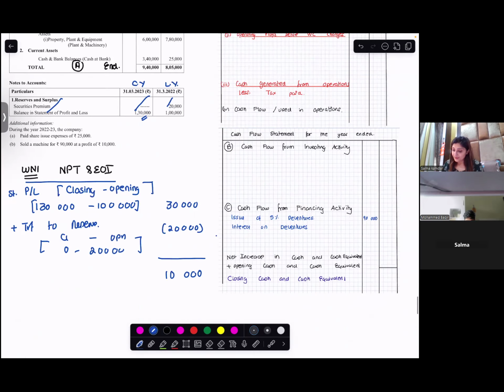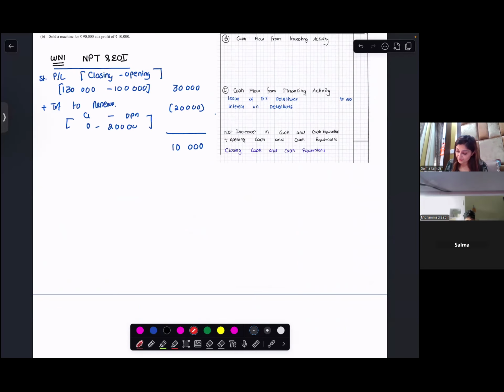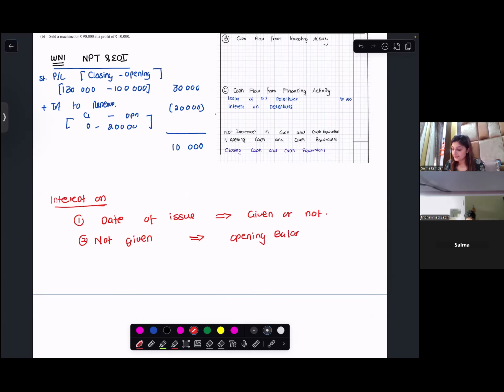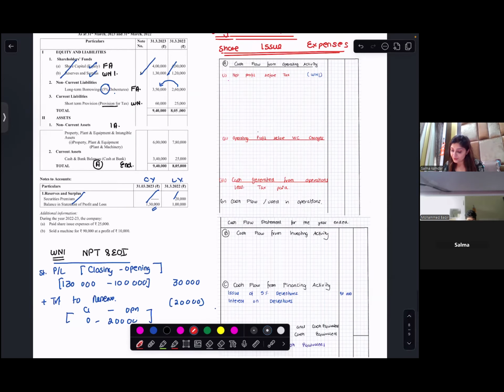Whenever you have interest on debentures, I'm writing over here for your reference. Whenever you have to calculate interest on debentures or interest on anything, you will first go and see whether the date of issue is given or not. If not given, then you would calculate on the opening balance. So check whether in your question you are given the date of issue of debentures or not.